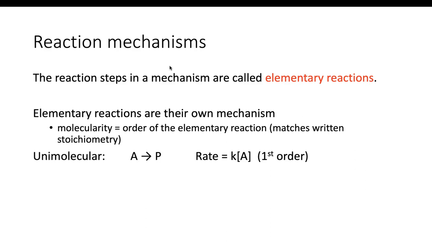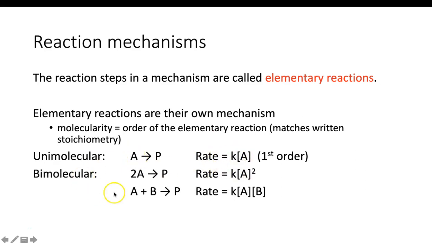So for example, if we have a unimolecular reaction, A to P, so we have one A in front, we know this is first order, and we would write the rate law as k times A. If we had a bimolecular process with two of the same component, the rate law is second order in just A. If it's bimolecular in two different components that must come together to form product, then the rate law is k times A times B. So it's first order in each of these components, but second order overall.